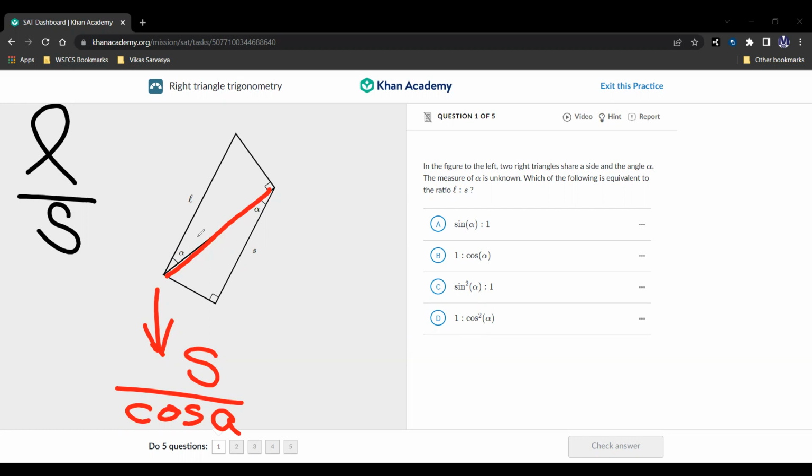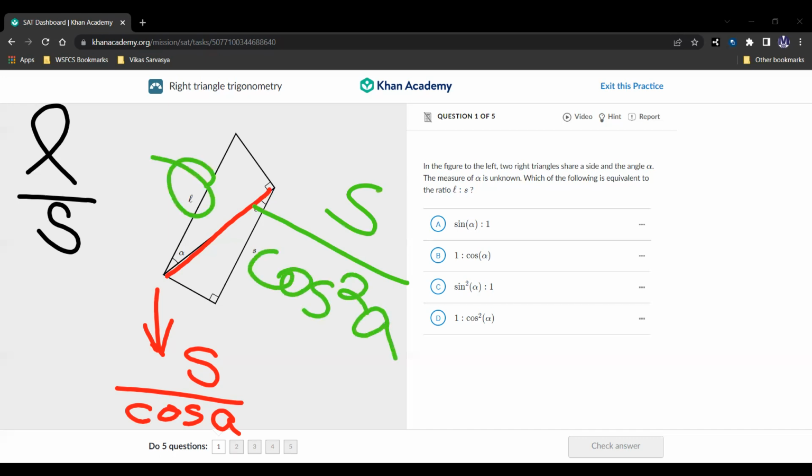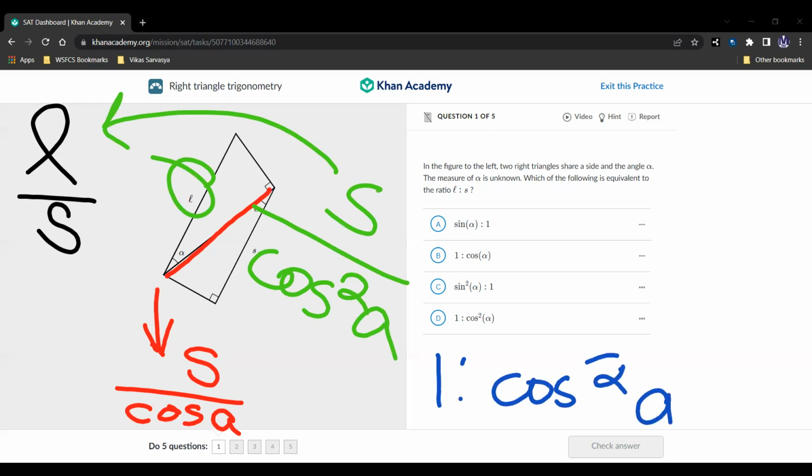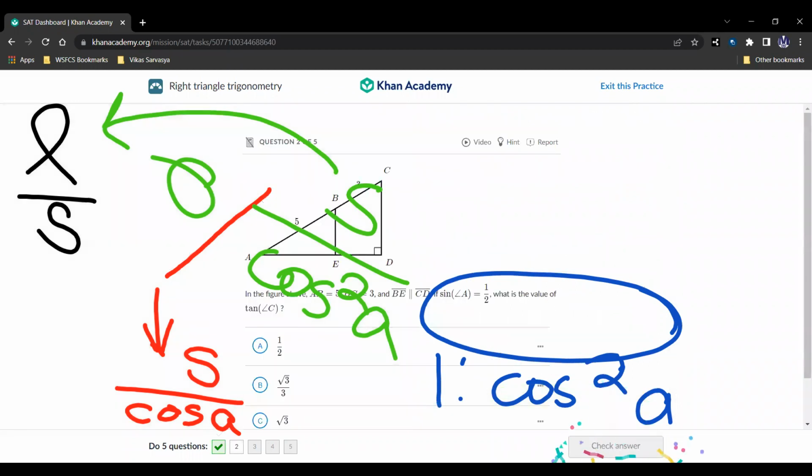And then this side length is also adjacent to this one. We're going to take that and divide by another cosine of A. You're going to get S over cosine squared A to get to L. So that's what this is. And we end up with 1 over cosine squared of A, which is answer choice D. Let's move on to our next question.